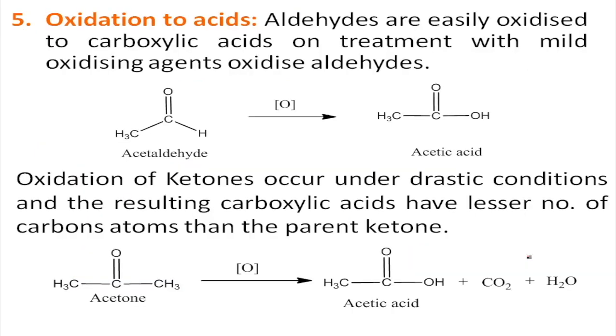Number 5, oxidation to acids. Aldehydes are easily oxidized to carboxylic acids on treatment with mild oxidizing agents. The aldehyde with a mild oxidizing agent gives acetic acid. The oxidation of ketones occurs under drastic conditions, and the resulting carboxylic acids have a lesser number of carbon atoms than the parent ketone.